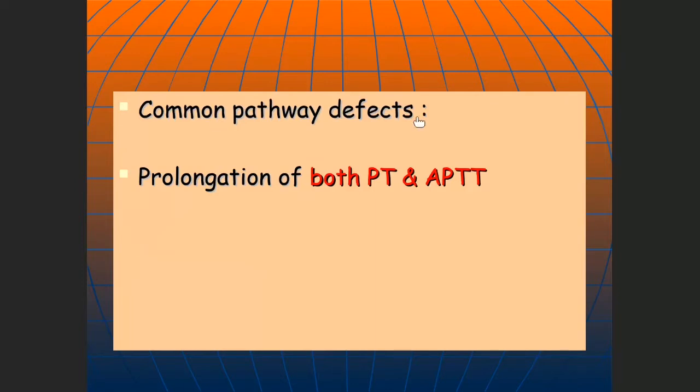For the common pathway defects, both PT and APTT are prolonged. Okay, if we have a defect in the factors in the common pathway, that is factor 10, factor 5, factor 2, and factor 1, both PT and PTT will be prolonged. Okay.